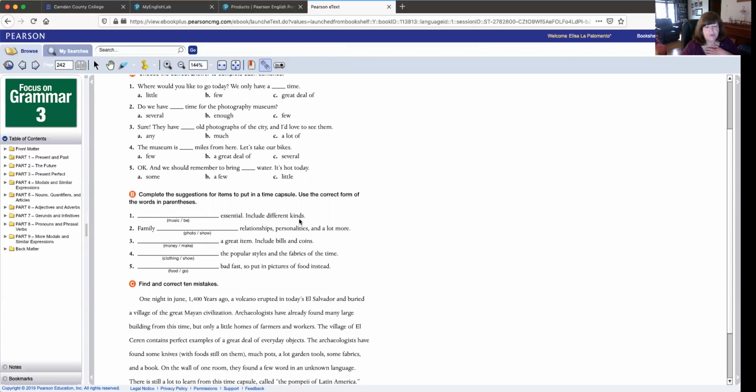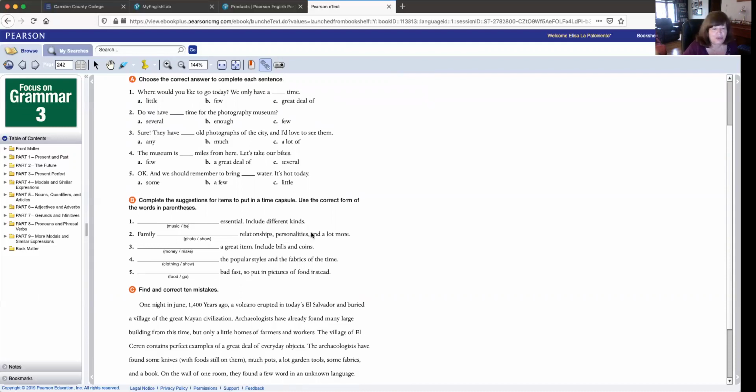Essential include different kinds. They're going to make a time capsule here. A time capsule is like a box that you put things in. So if we were making a time capsule today, we would have a box and we would put things in it that represent the year 2020. For example, we might put a face mask in that box because of the coronavirus situation that we're in.